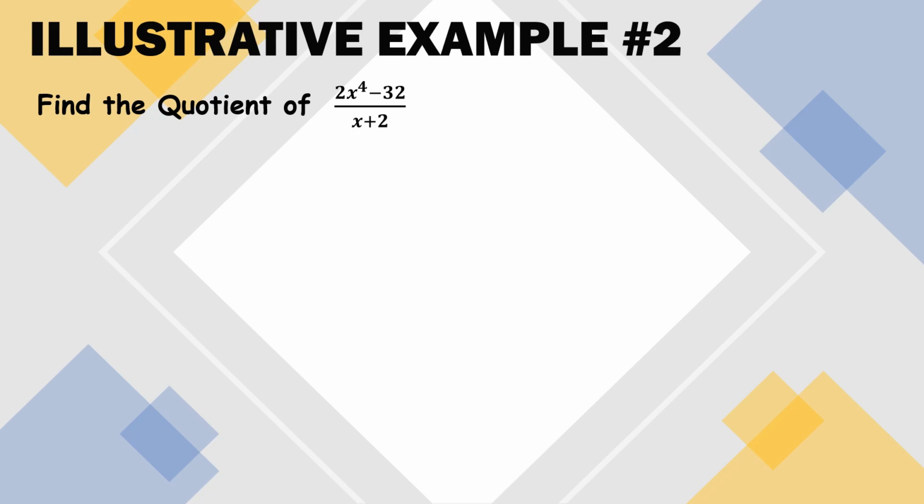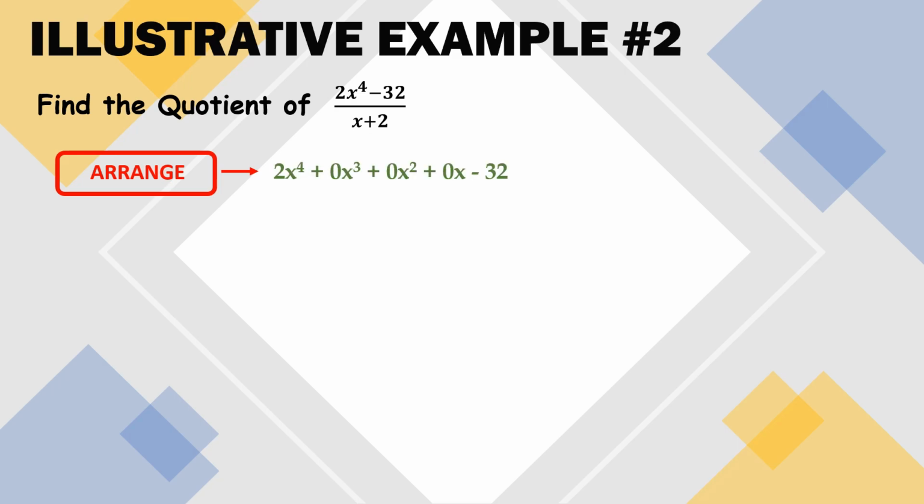Okay, so let's have another example. So let's say you want to find the quotient of 2x raised to 4 minus 32 divided by x plus 2. So step 1, you arrange your polynomials into descending power of x. That's why we will have 2x raised to 4 plus 0x cubed plus 0x squared plus 0x minus 32. Using 0 for the place of those missing terms on our polynomials.